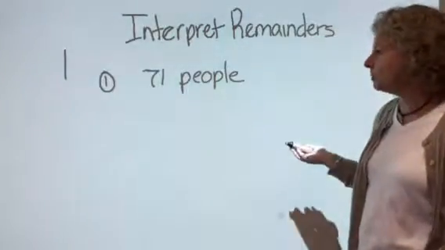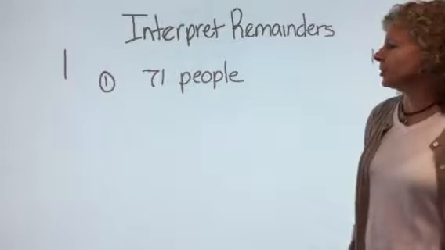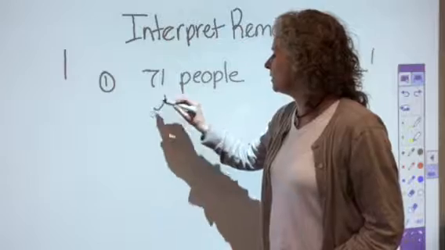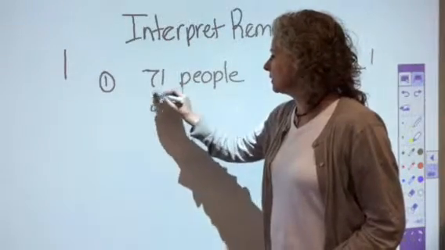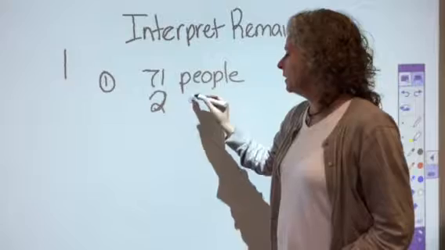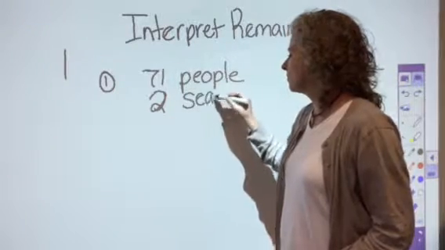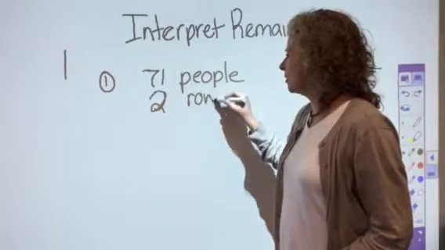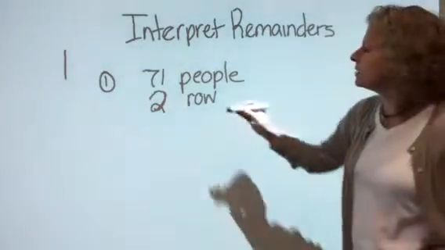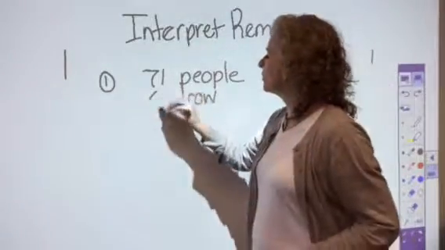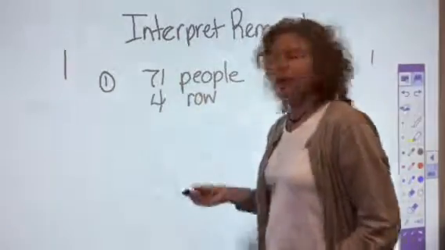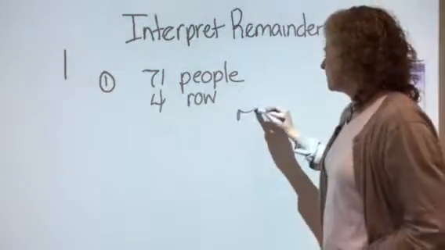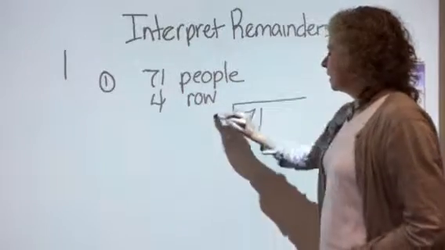There's 71 people and they're going on a bus, and 2 people can sit in each seat of the bus. Okay, so we've got 2 people in each seat, or I guess I should say that'll be in each row. Let's do it like our buses. We'll do 4 people in each row. So we're trying to figure out how many rows will be needed in order to seat the children. So we've got 71 children and 4 people.